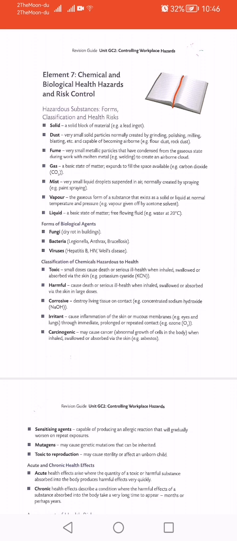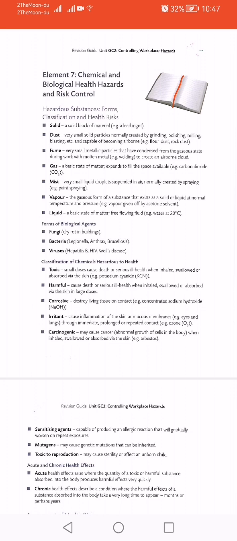Then number 2 is harmful. Harmful causes death and serious illness when inhaled, swallowed, or absorbed via the skin in a large dose. So harmful is also a classification. Then number 3 is corrosive. Corrosive destroys living tissue on contact with it. For example, concentrated sodium hydroxide. This is also like a salty chemical. It can affect the system also.